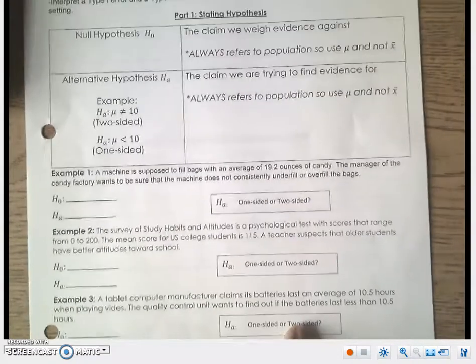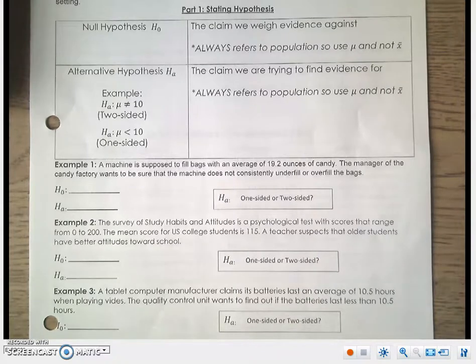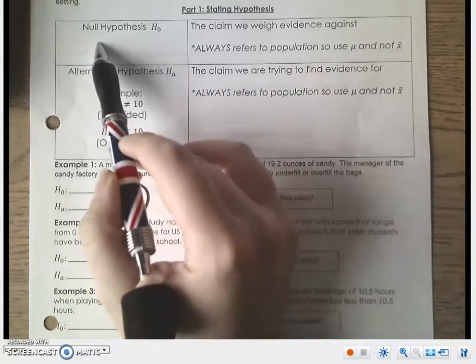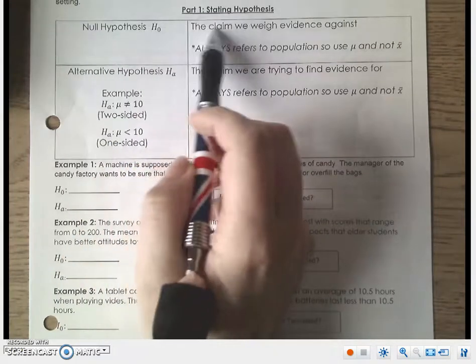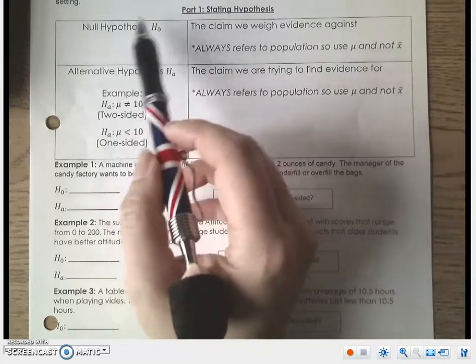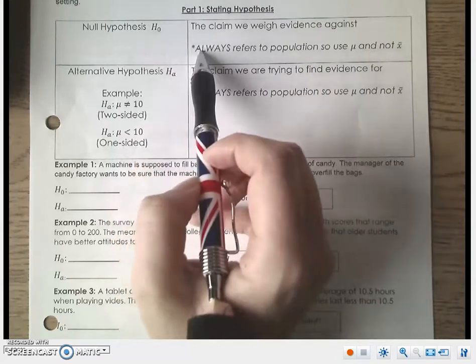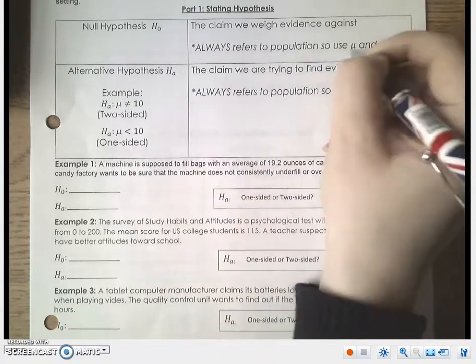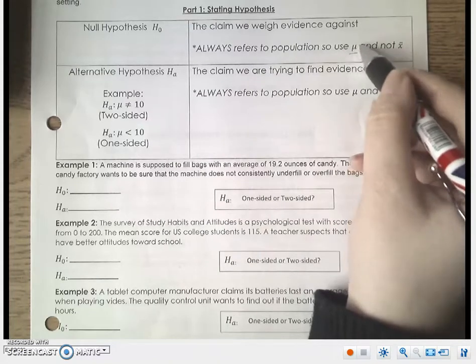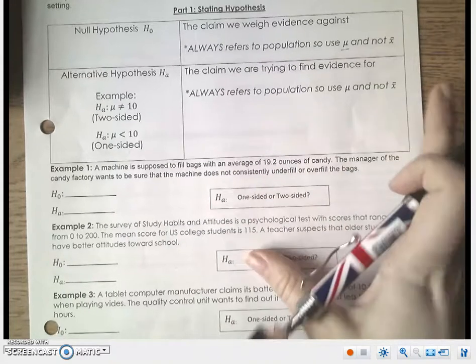The first part of this packet requires us to be able to state the hypothesis. Very similar to Unit 6, Packet 2, we have two different hypotheses. The first is the null hypothesis, and this is the claim that we're weighing evidence against. This is the claim that the company or the study makes, and it always refers to the population, so we use mu, not x bar. When you're making your null hypothesis, the symbol does matter, so your null hypothesis will use mu.